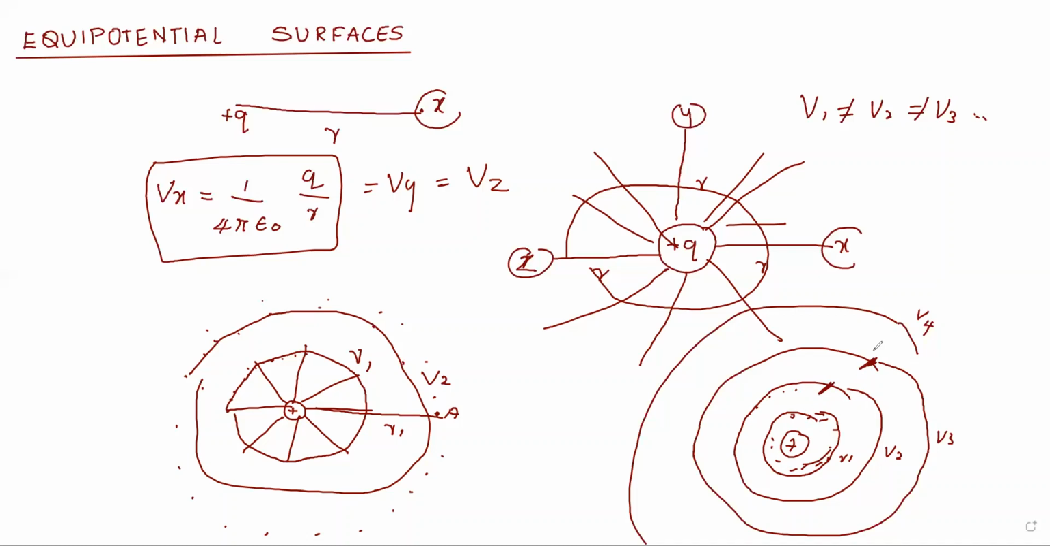Now let me clear this, there is no space to draw. Now let us consider a positive point charge plus q. We know that the direction of the electric field produced by the positive charge will be radially outwards. The electric field for a positive charge will be radially outward.